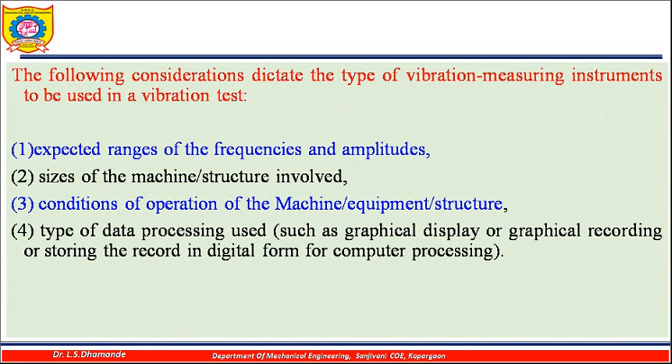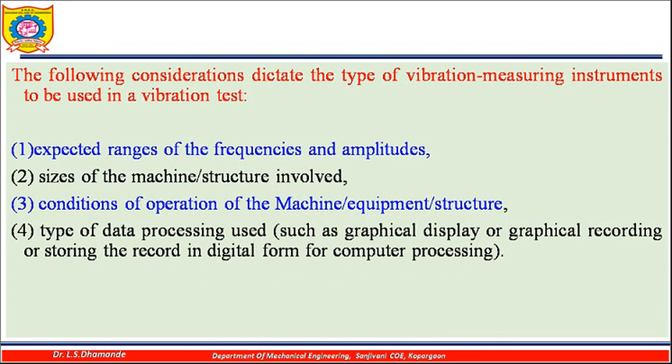Now the following considerations dictate the type of vibration measuring instruments to be used in a vibration test. First is the expected ranges of frequencies and amplitudes. Second is the size of the machine and structure involved, and the condition of operation of the machine, equipment or structure. And the fourth is the type of data processing used, such as graphical display, graphical recording or storing the record in digital form for computer processing.